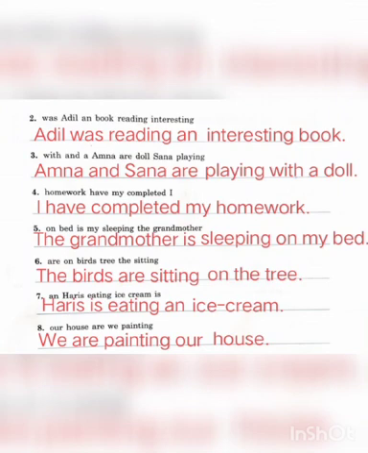Are on birds tree the sitting. The birds are the subject. Are sitting is the verb. On the tree is the object. And Haris eating ice cream is. Haris is eating an ice cream. Haris is the subject. Eating is an action word. It is a verb. And ice cream is an object.